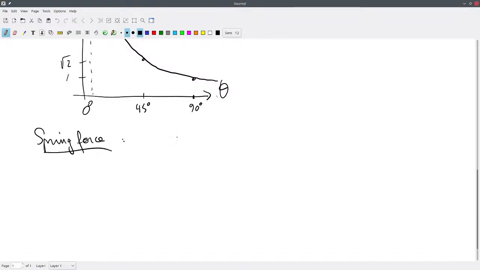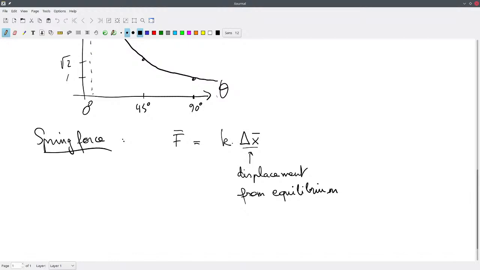So for spring forces, there's an expression that gives the force in terms of the displacement from equilibrium. So this is the displacement from equilibrium. And that force will be proportional to the displacement with a proportionality constant K. K is the spring constant.